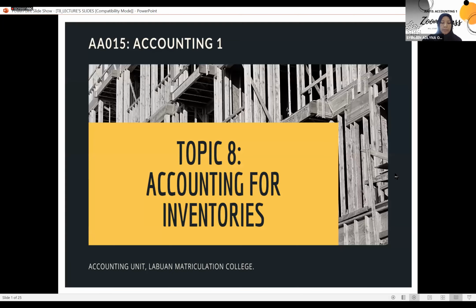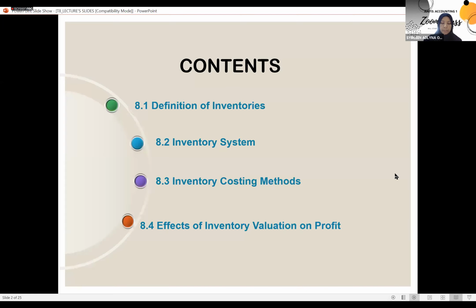So for topic 8, the content for topic 8, we're going to go through the definition of inventories, and then we're going to look through the inventory system. Sebab inventory system ni ada beberapa sistem yang you perlu faham, sebab cara record adalah berbeza ikut sistem. And then we are going to go through the inventory costing methods. Dia ada beberapa methods untuk mengira costing, and then kita akan tengok macam mana cara the methods akan affect valuation on profit.